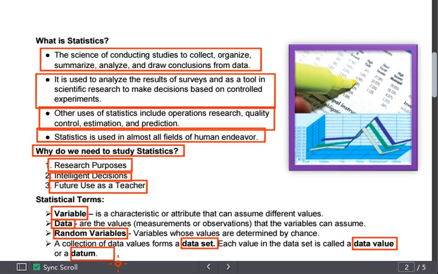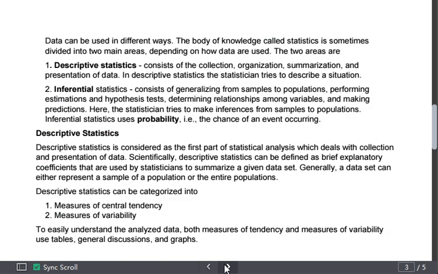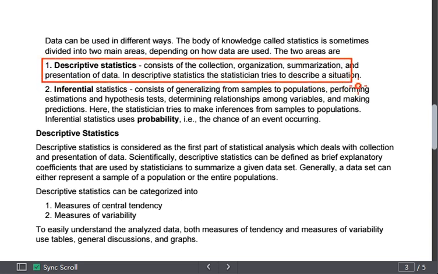Right? So data can be used in different ways, and the body of knowledge called statistics is sometimes divided into two main areas. We will talk about the two main areas of statistics. First, we have the descriptive statistics. When we say descriptive statistics, it consists of the collection, organization, summarization, and presentation of data. So, in descriptive statistics, the statistician tries to describe a situation. So, later, we will elaborate this one more.